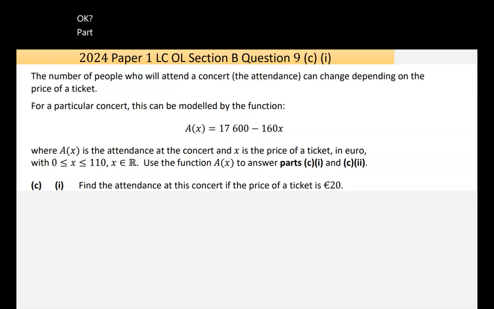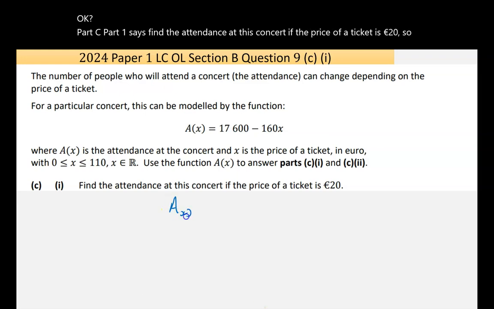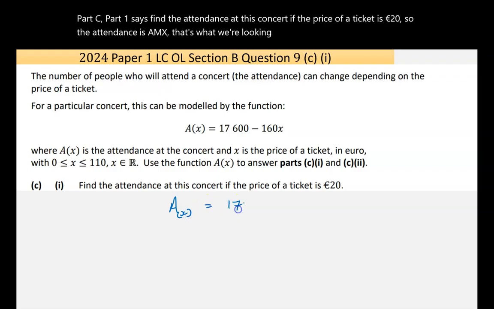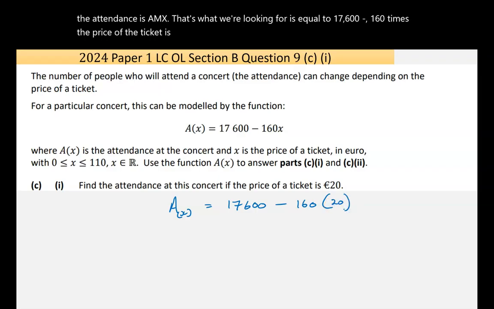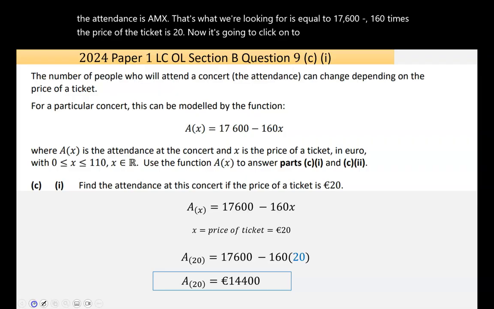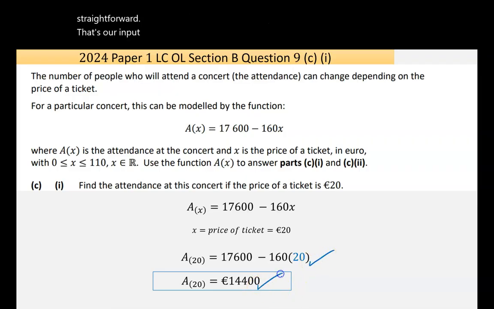Part 1 says, find the attendance at this concert if the price of a ticket is 20 euro. So the attendance is A of x, that's what we're looking for, is equal to 17,600 minus 160 times the price of the ticket, which is 20. Now it's going to flick onto the answer. Should be pretty straightforward. That's our input to the calculator. That's what I got. So it's 14,400.